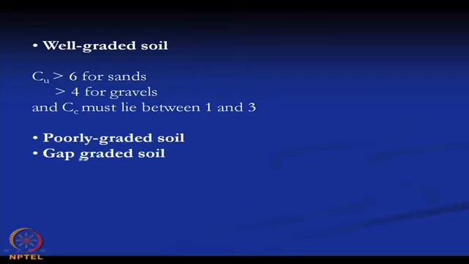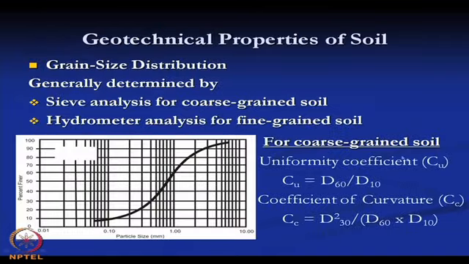And the third type of soil is gap graded soil. Now, what is well graded soil, what is poorly graded soil, what is gap graded soil? Well graded soil is the soil where the different particle sizes are present in almost equal amounts, so that there is a proper distribution of the soil. That means the different sizes of particles are present in more or less equal amounts in the soil.